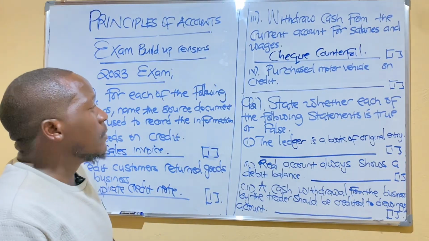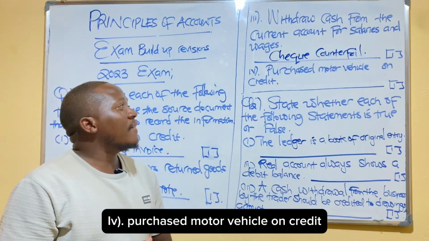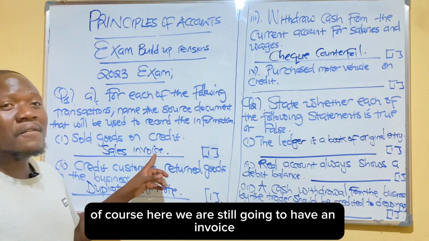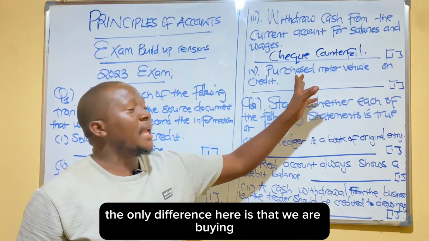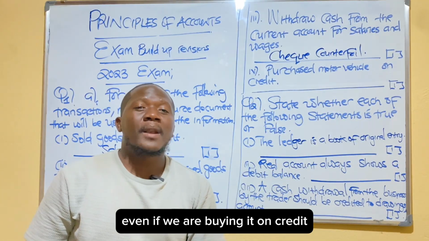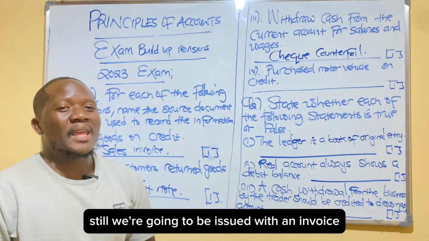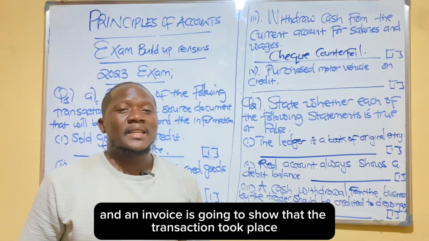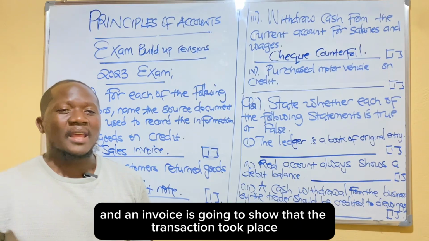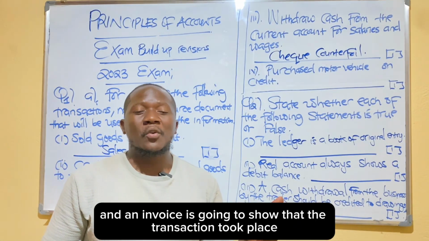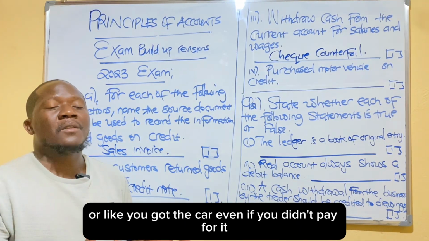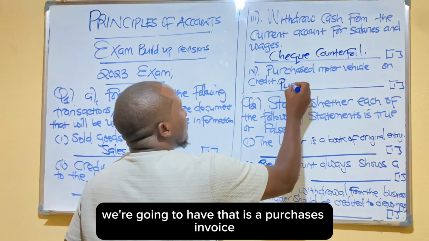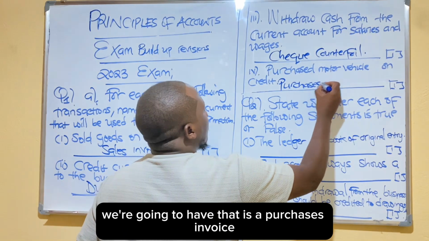Then the Roman numeral 4, purchased motor vehicle on credit. Of course here we're still going to have an invoice. The only difference here is that we are buying. Even if we're buying it on credit, still we're going to be issued with an invoice. Of course it's going to be a purchases invoice. An invoice is going to show that the transaction took place, or like you got the car even if you didn't pay for it. So purchased motor vehicle on credit, we're going to have a purchases invoice.